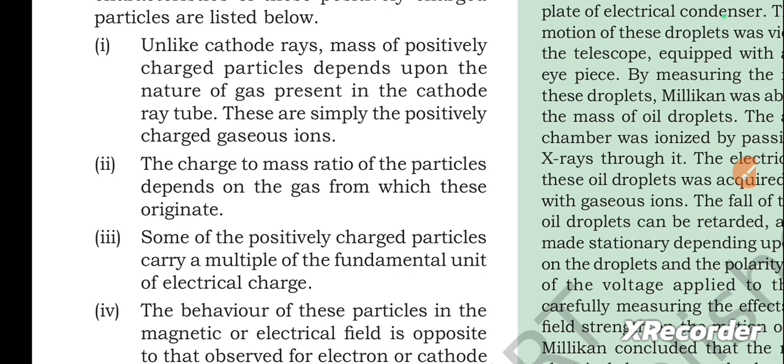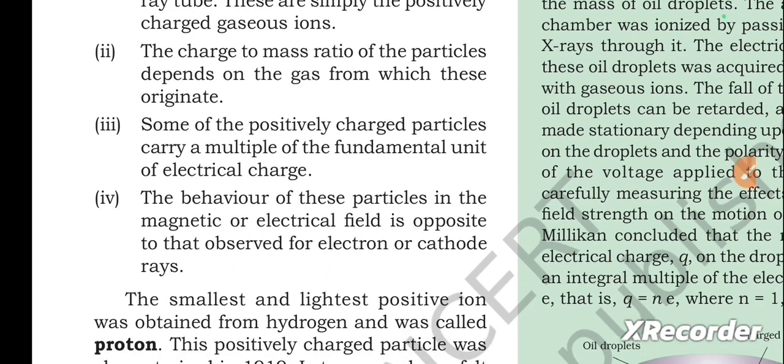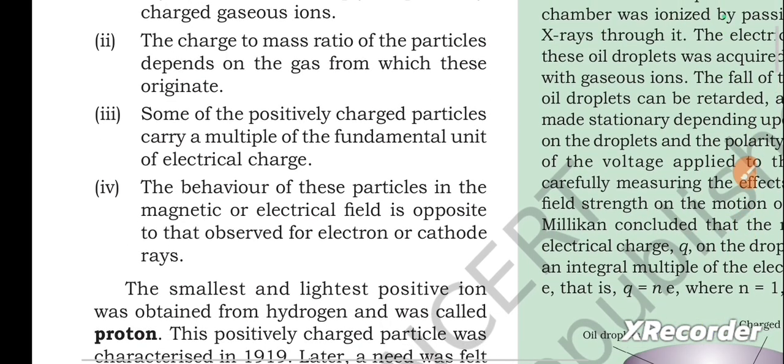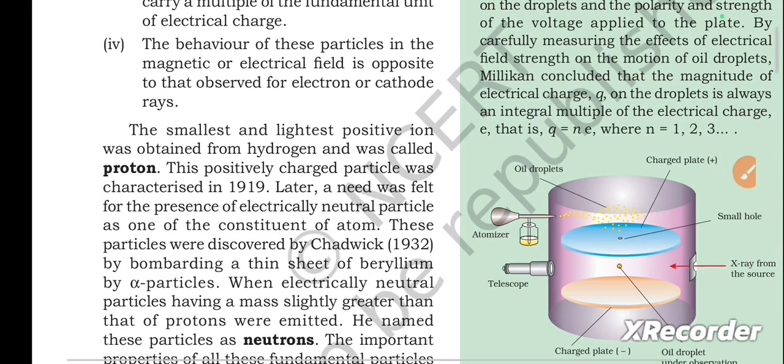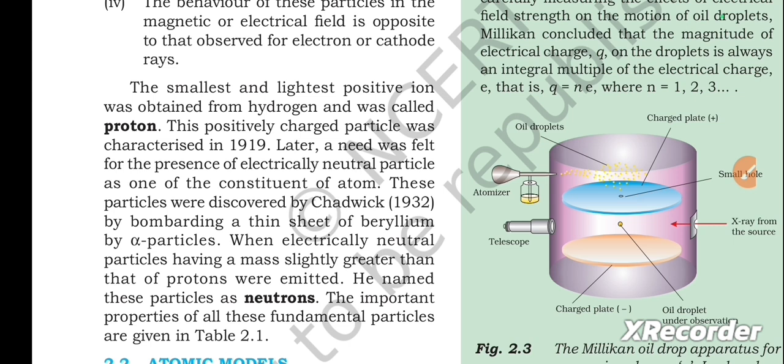Second point. The charge to mass ratio of the particles depends on the gas from which these originate. Next, third point. Some of the positively charged particles carry a multiple of the fundamental unit of electrical charge. Next, fourth point. The behavior of these particles in the magnetic or electrical field is opposite to that observed for electron or cathode rays. The smallest and lightest positive ion was obtained from hydrogen and was called proton.